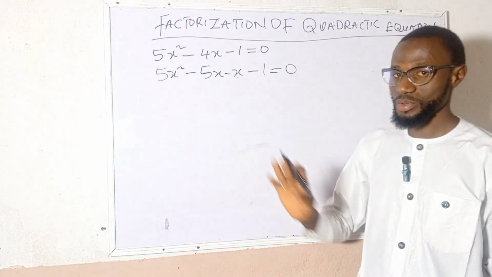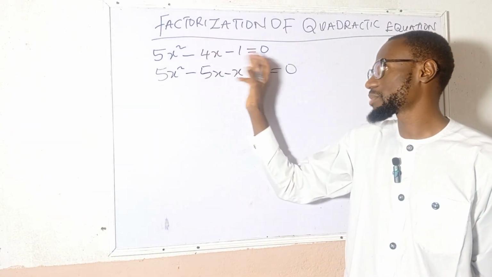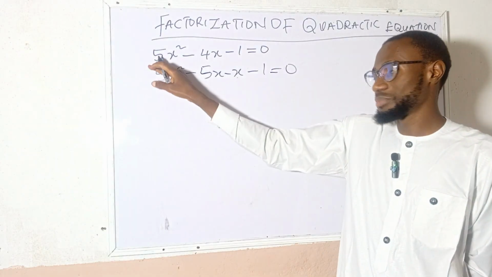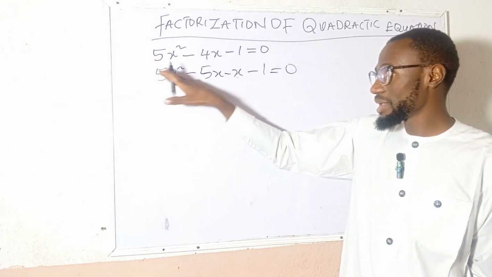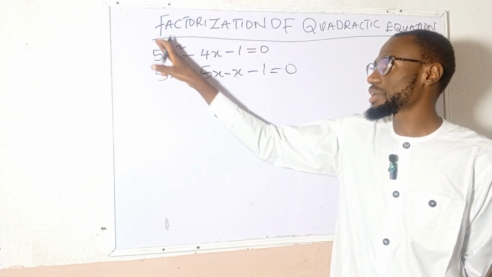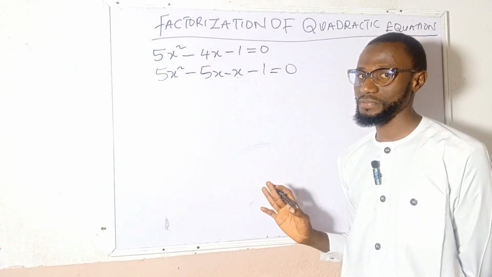Then the next step, now you can factorize. Since you found the two numbers, if you add, you get minus 4. If you multiply, you get minus 5 because of this 5. Because in the first stage, you multiply this 5 by the constant. If there is no number here, then you can consider the different steps.